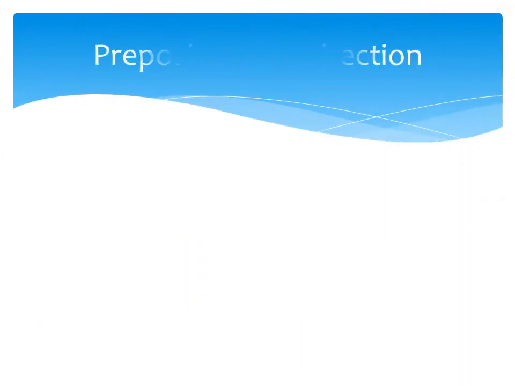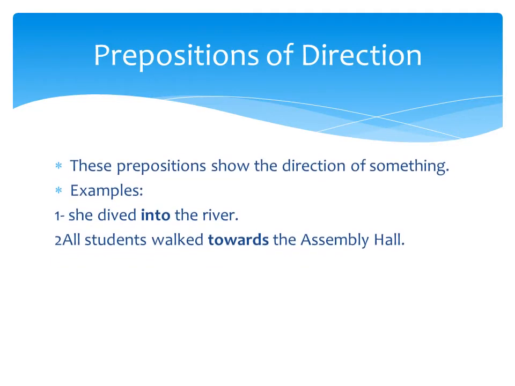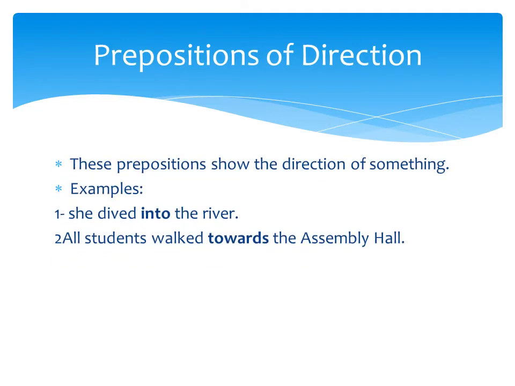Direction. These prepositions show the direction of something. Examples. She dived into the river. In this sentence, into is showing the direction of the person, that she dived into the river. All students walk towards the assembly hall. Here towards is the preposition of direction. So into and towards are the prepositions of direction.